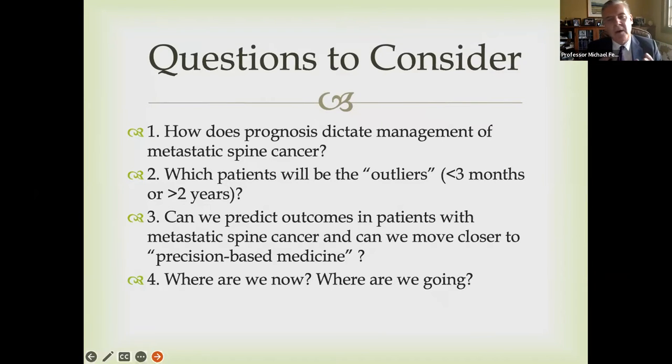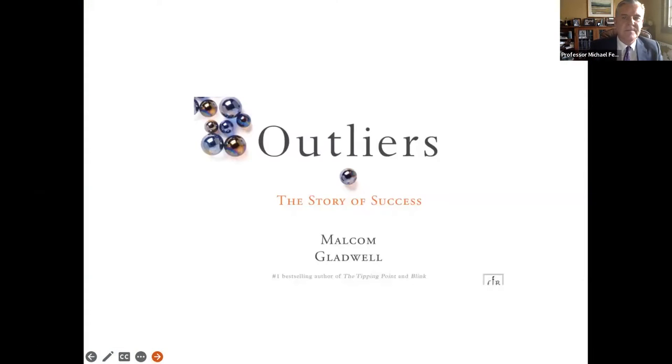So where are we now, and where are we going in the field? And so this discussion is somewhat reminiscent of this book by the University of Toronto professor Malcolm Gladwell called Outliers, A Story of Success. And I would commend the audience to have a look at this book.